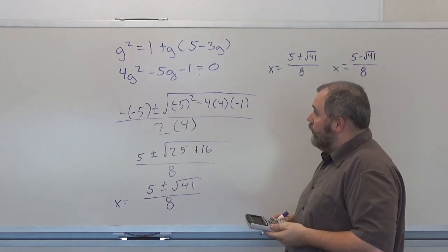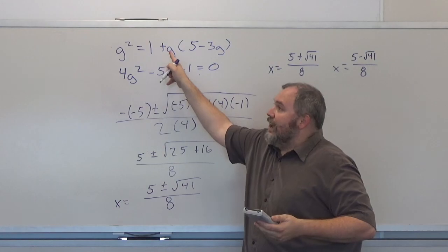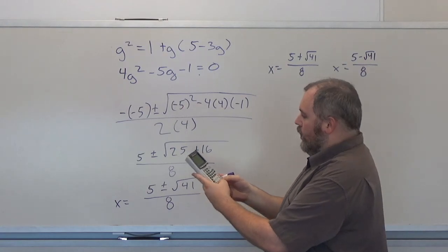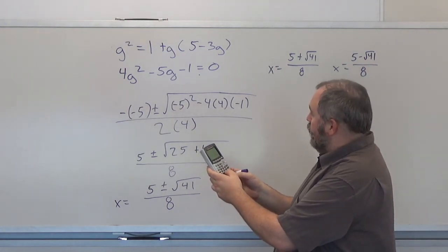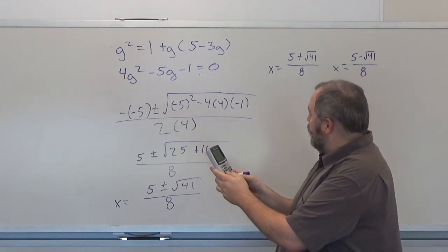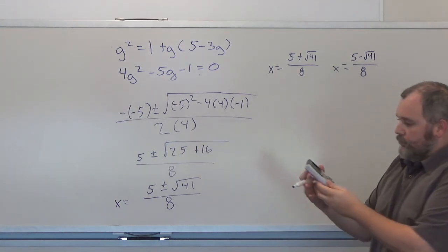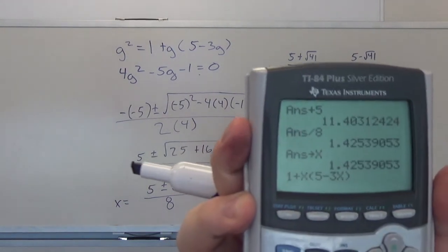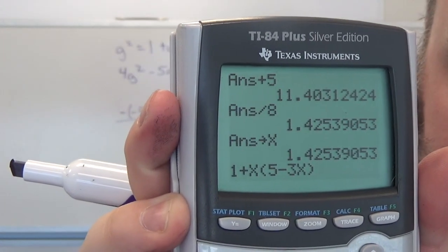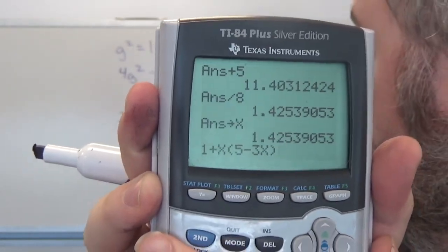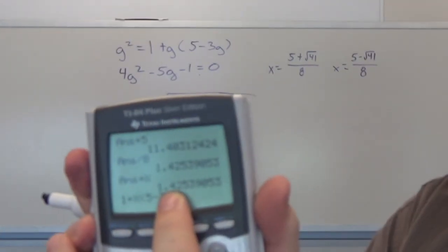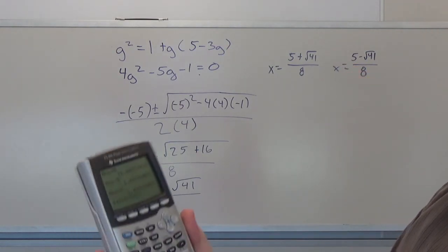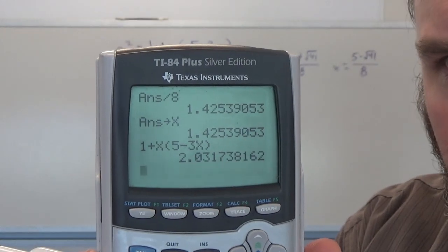And now what we're going to do is plug that x in the place of g. So let's do this. We're going to say 1 plus x, do your parentheses, 5 minus 3x, and close your parentheses. I want you to see exactly what I've done. I've done 1 plus x times 5 minus 3x, and that x is 5 plus the square root of 41, all divided by 8. So I'm going to hit enter, and I've got this weird looking number.